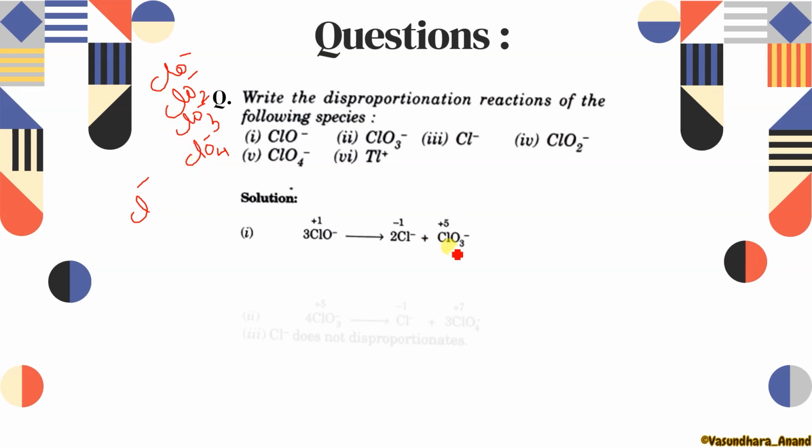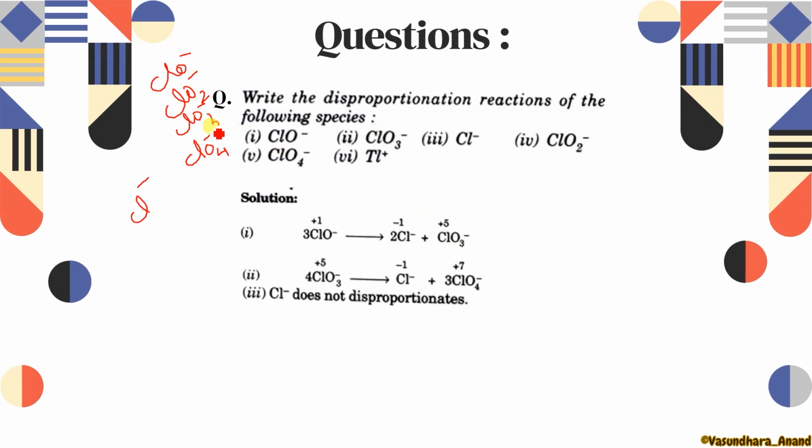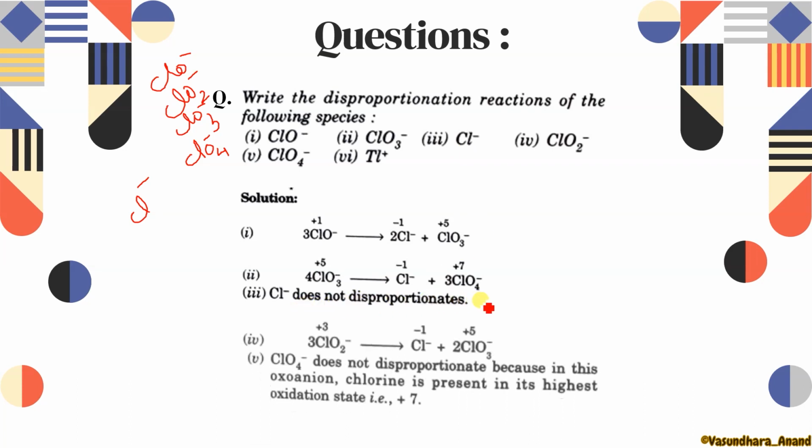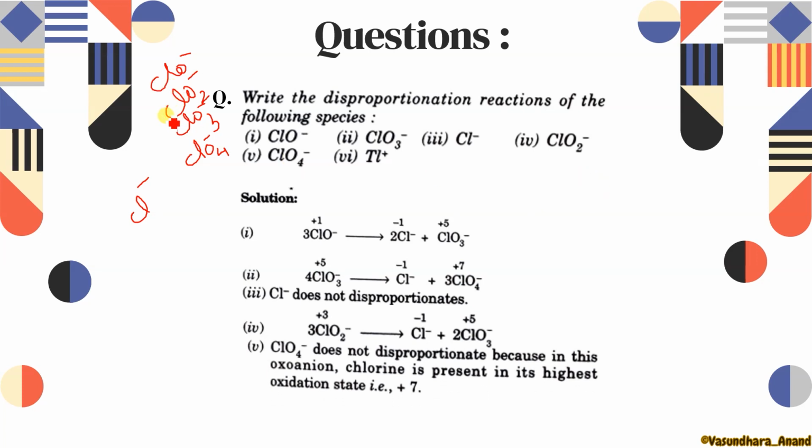Okay. Now ClO3 minus. This one is ClO3 minus. So the reduced product is Cl minus for sure, and the oxidized product has only one possibility, that is ClO4 minus. So you have written over here. Okay. Cl minus is in the minimum state, so that means it will not show disproportionation reaction. Okay. Again ClO2 minus. You see that for ClO2 minus, the reduced product will be Cl minus, and the oxidized product you can write ClO3 minus, or you can write ClO4 minus, up to your wish. Both are correct. Okay. Now ClO4 minus, again it is in the maximum state, so it will not undergo disproportionation reaction.